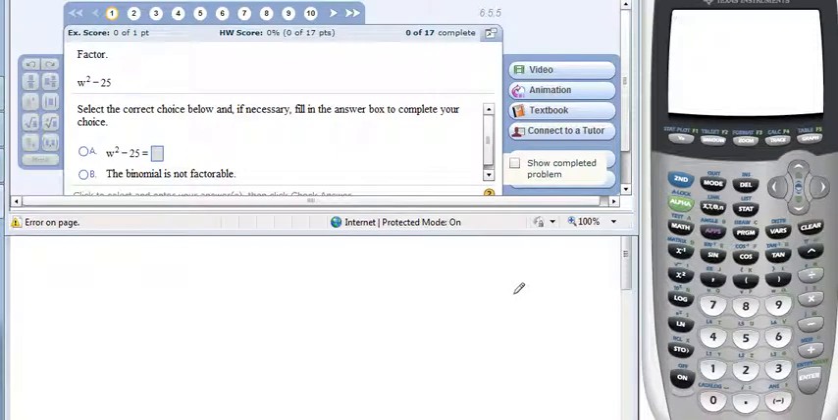All right, welcome back to factoring. We're going to look at 4 different types in this section, so we do have more problems. We've got 17 problems here.